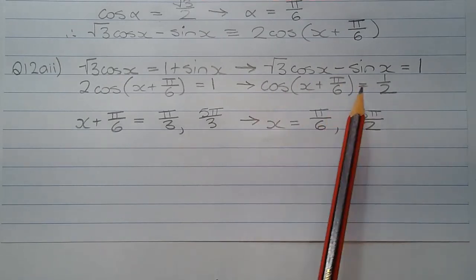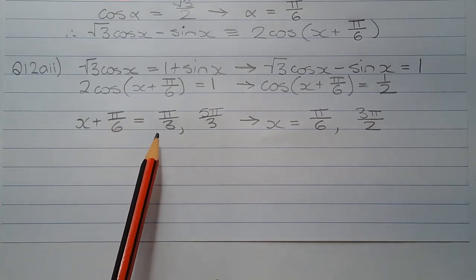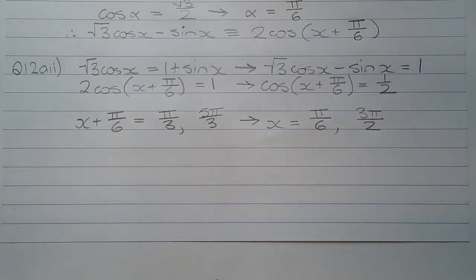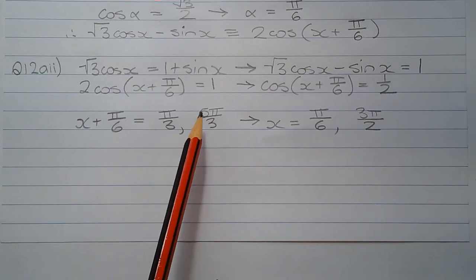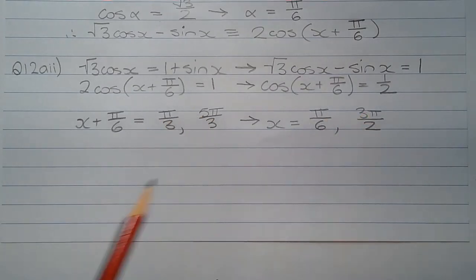Taking the inverse cos of both sides of the equation, we get x plus pi over 6 is equal to pi over 3, or 5 pi over 3. And subtracting pi over 6 from both of these values, we have x is equal to pi over 6, or 3 pi over 2.